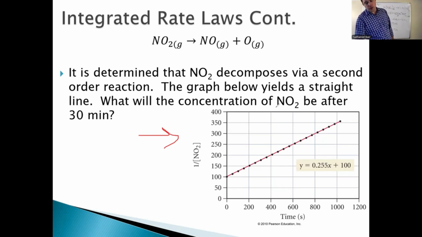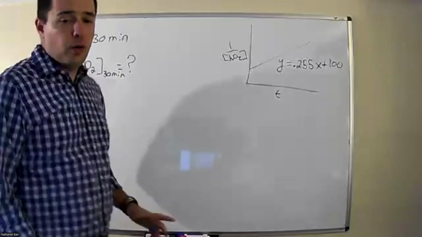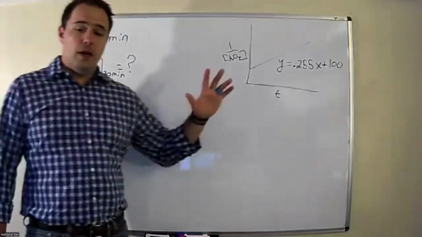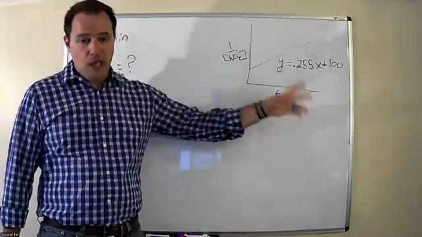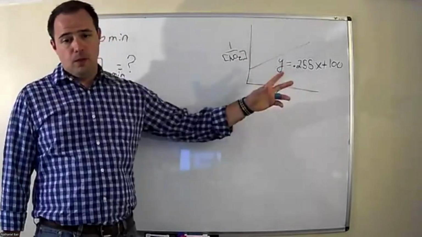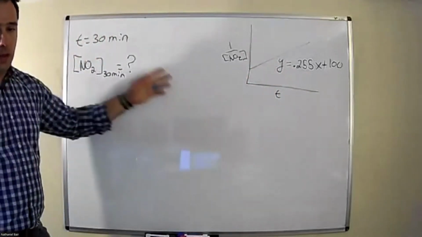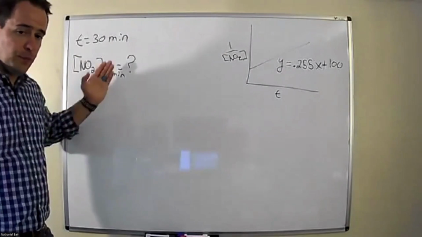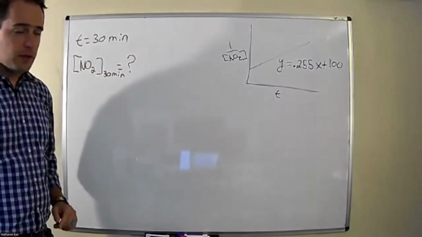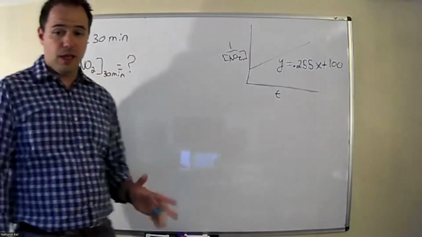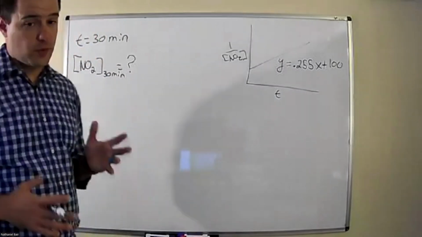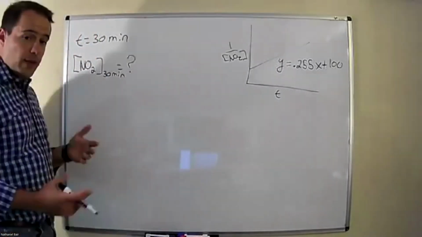Beautiful. What will the concentration of nitrogen dioxide be after 30 minutes? If y'all give me a second, I'm going to erase this board and copy down the important information that we need. Okay, so we have an equation of the line, best fit. We know it's second order. We want to know how much will be left after 30 minutes. So the first thing I would do, since this is second order, is write down the integrated rate law for a second order reaction. So let's write that down.